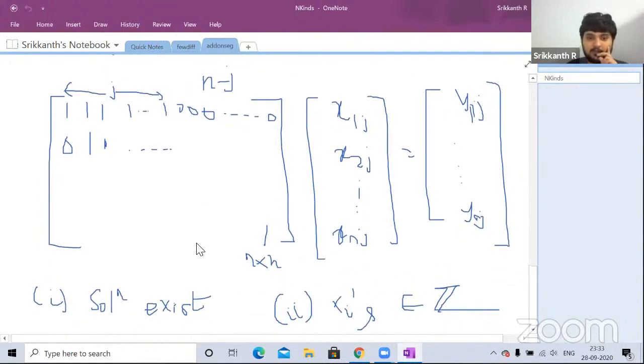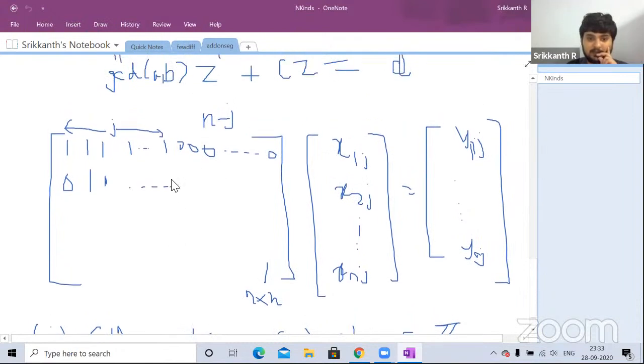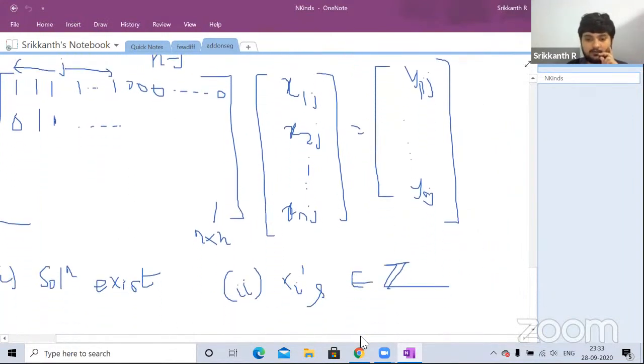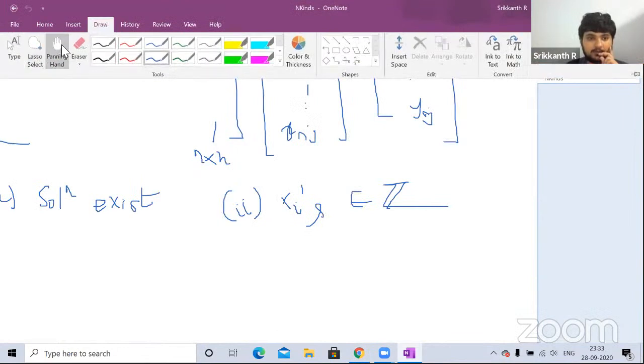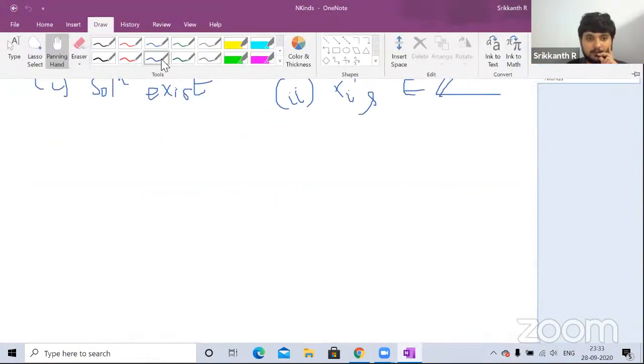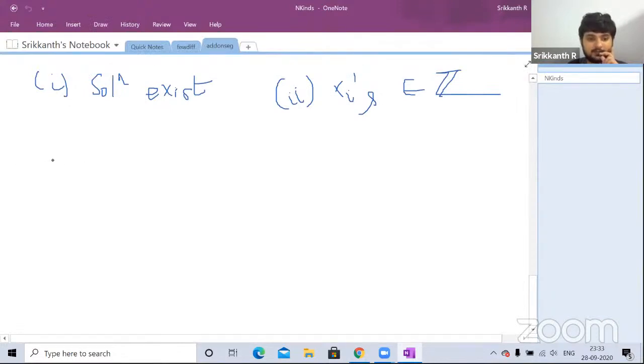So here I'm going to simplify this matrix by considering any common divisor of n and j. If you consider any common divisor of n and j, and you start from row 1, let's say the common divisor is d. So the common divisor of n comma j is d. What I'm going to do is take row 1, take row 1 plus d, 1 plus 2d, and so on.